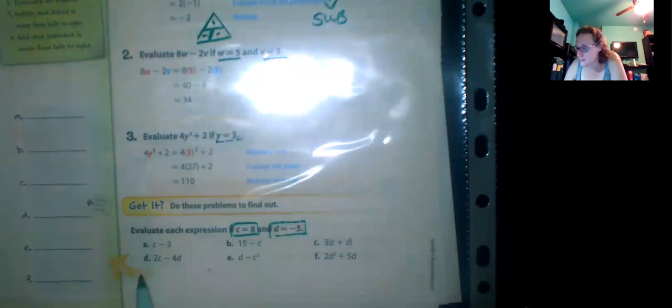Okay, so let's look at A. C, take away 3. So C is 8. So all I'm going to do is plug in 8 for C and then subtract 3. So 8 take away 3 is 5. Okay, let's look at this one, letter C. So 3 times C plus D. All right, so remember C is 8, D is -5. All right, so 8 plus a -5, if you need your T-chart, that gives us 3 because we're subtracting, and 8 is bigger, so it's +3. And then 3 times 3 is 9. Okay, it's as simple as that.